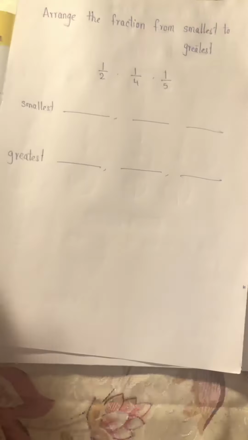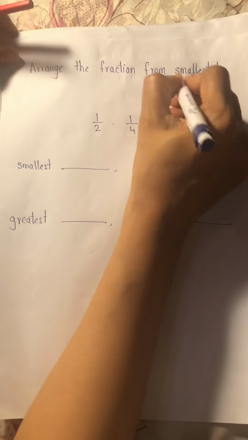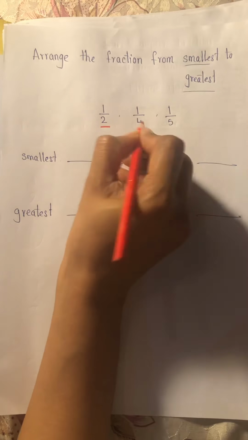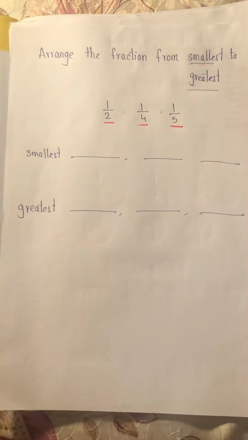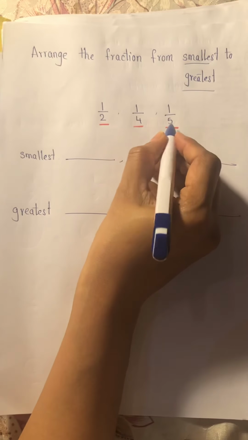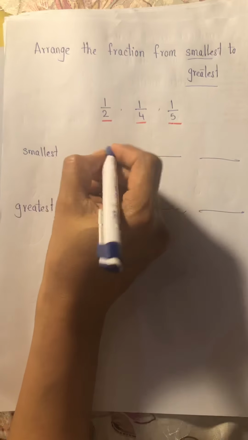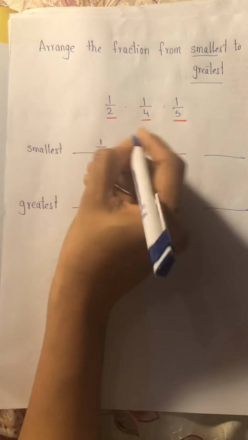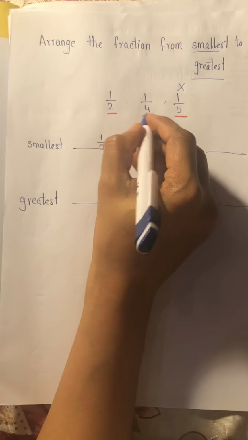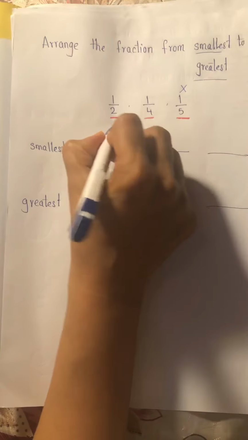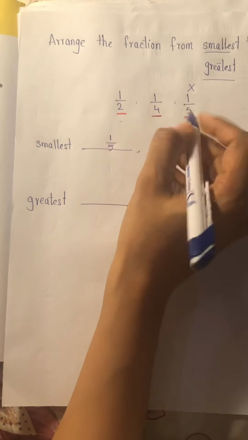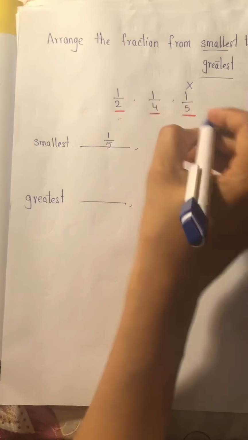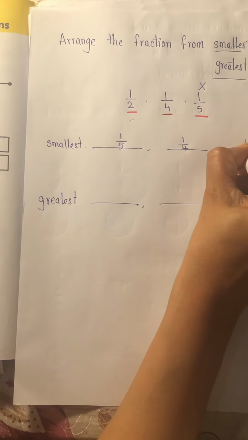Now look here. Arrange the fractions from smallest to greatest. Now look at the denominators. Here 2, here 4 and 5. I told you before, the denominator which is bigger is the smallest. 1 over 5. Then the other one. Which one is smaller between these two numbers? So this one is greater, and this is the smaller number. 1 over 4. Now the last one, 1 over 2.